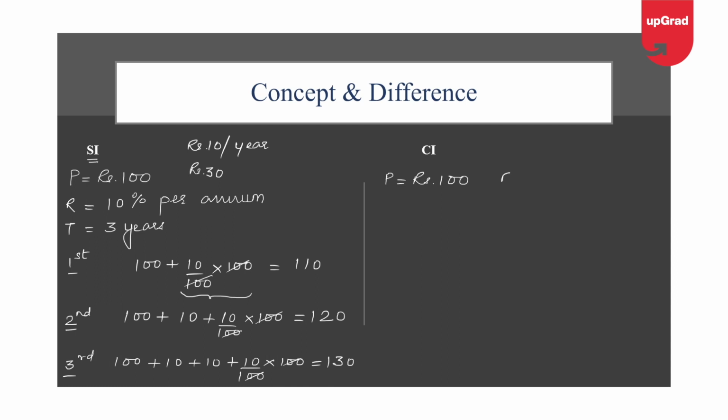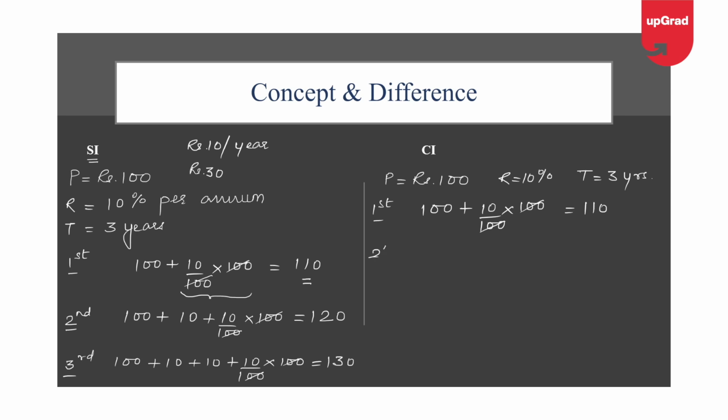As I said, everything remains same. Rate of interest decided by the bank is 10%. Time, again, we'll take it as 3 years so that we can differentiate between the two concepts. Now what happens at the end of first year? I have to return the borrowed value plus 10% of interest on the borrowed amount, and which gives me exactly the same value that I had in case of simple interest, that is 110.